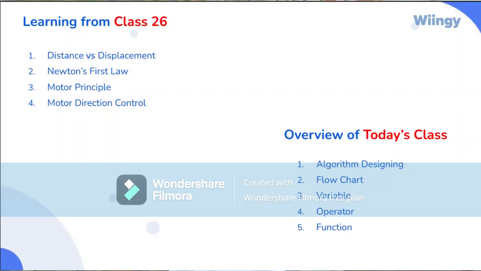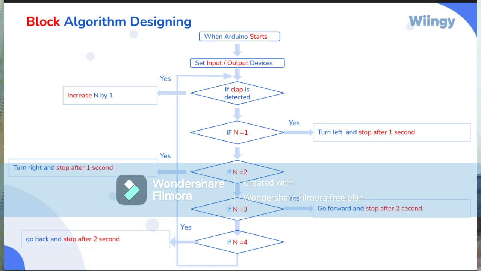Learning from class 26, that is distance versus displacement, Newton's first law, motor principle, motor direction control. So let's overview today's class: algorithm design, flowchart, variables, operators, function. So this is our block algorithm design.